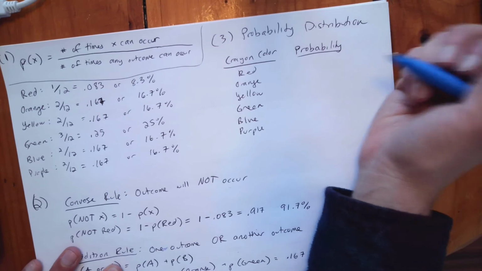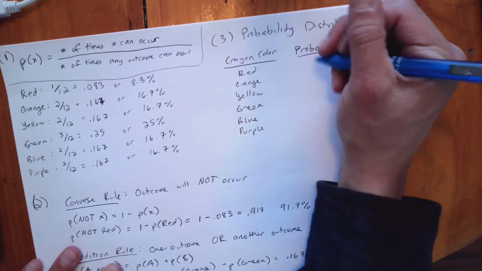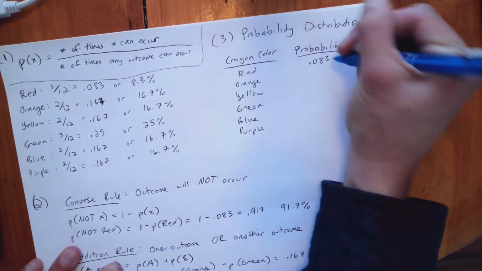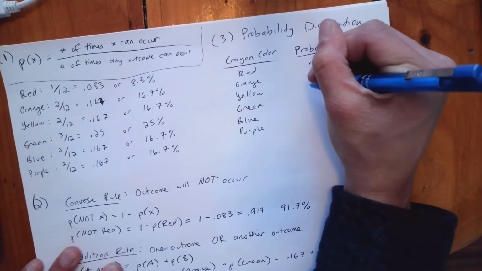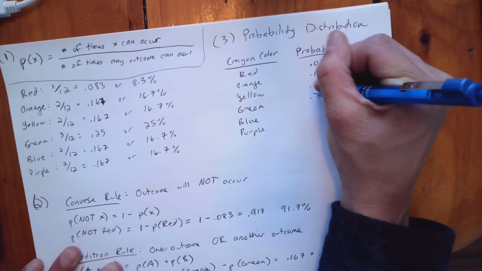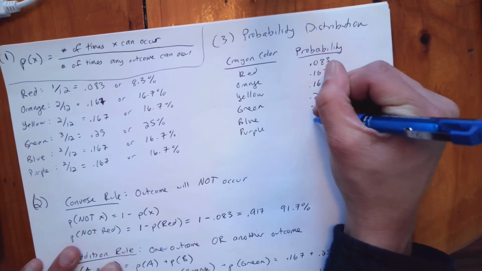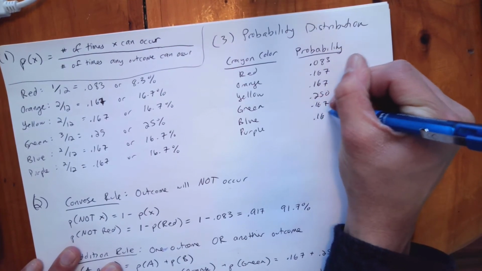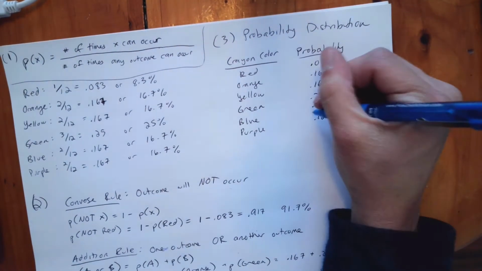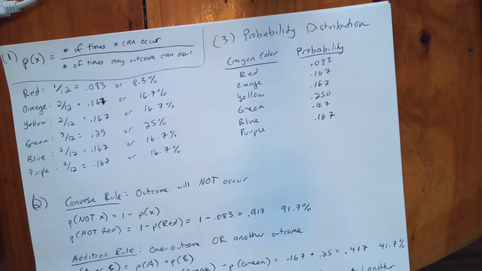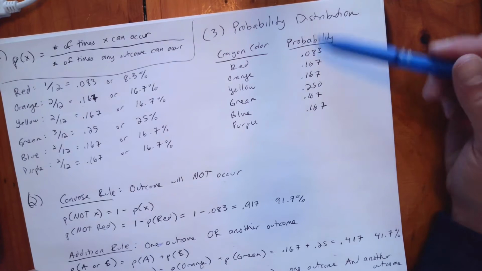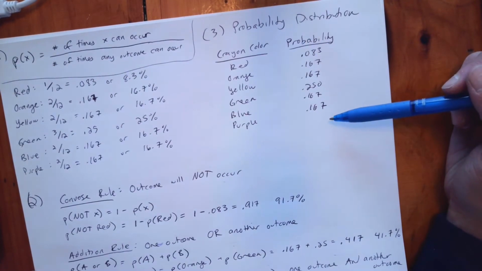We also have the probability that each one will occur. So we've got 0.083, 0.167, 0.167, 0.250, 0.167, and 0.167. And ta-da! That's it. We have a probability distribution. So we've listed out the possible outcomes that we have and the probability that each one will occur.